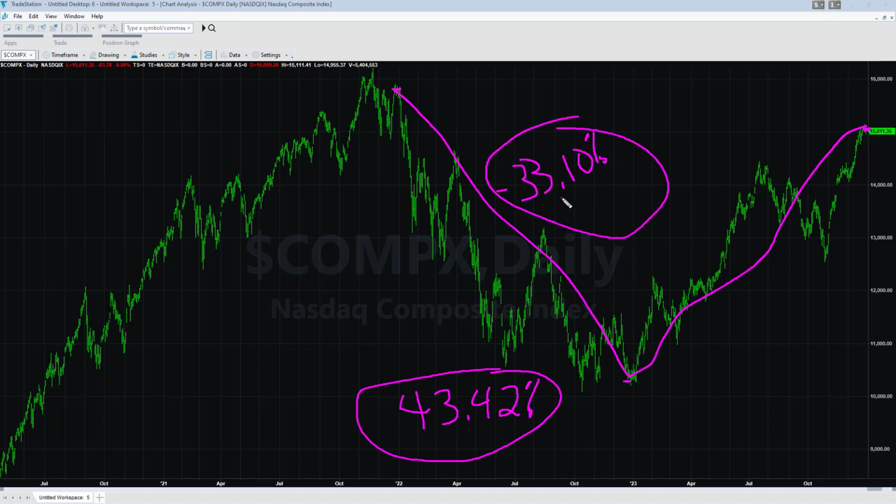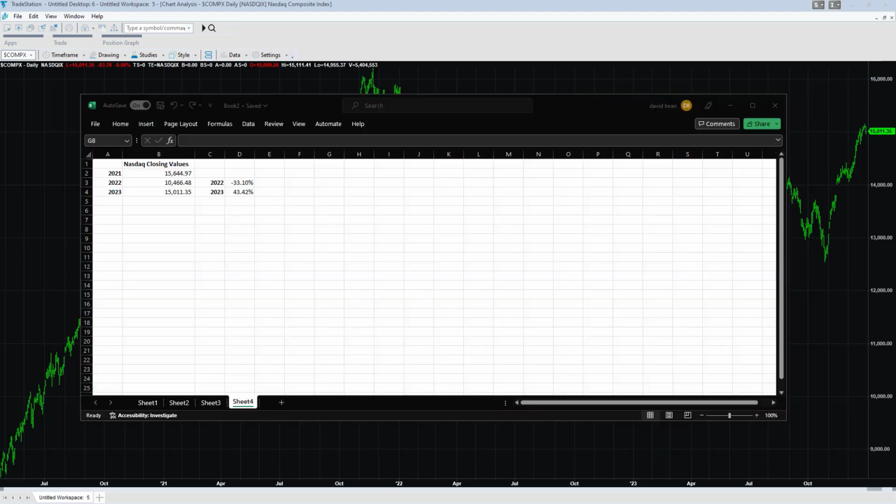If you sum them up, you're showing a plus 10% gain on the plus 10% gain in a 2-year time span. But you can clearly see the Nasdaq is about 5%, or actually about 4% off its closing value of 2021. And so I want to show you how to calculate these in an Excel spreadsheet.